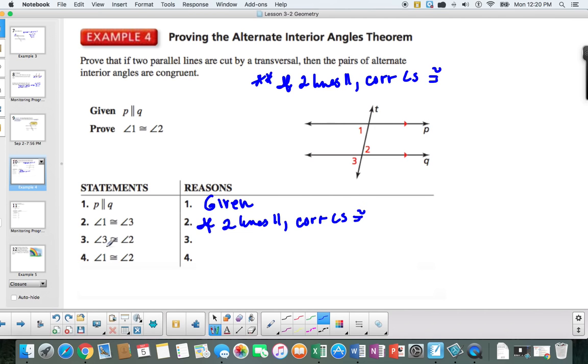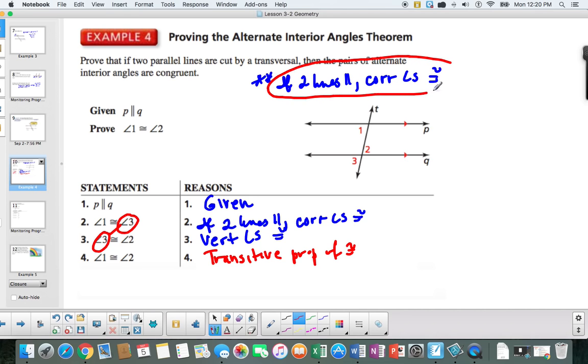I know that angle 3 and angle 2 are vertical angles. Vertical angles are congruent. And because there's this connection with congruence here, I can now say 1 is congruent to 2, and that's the transitive property of congruence. So using this, I was able to prove the other theorem.